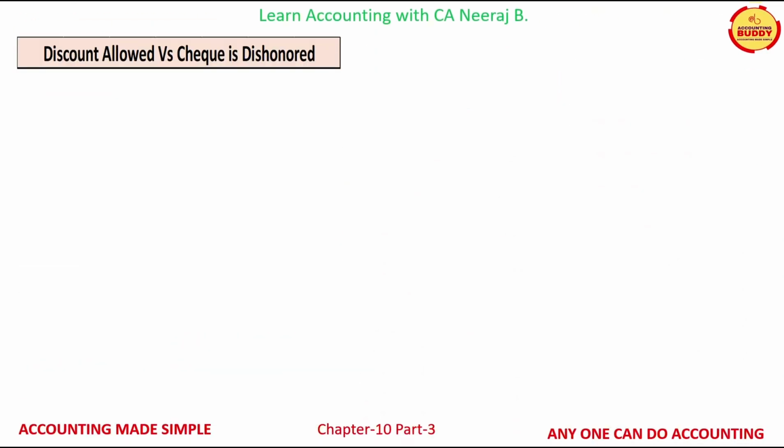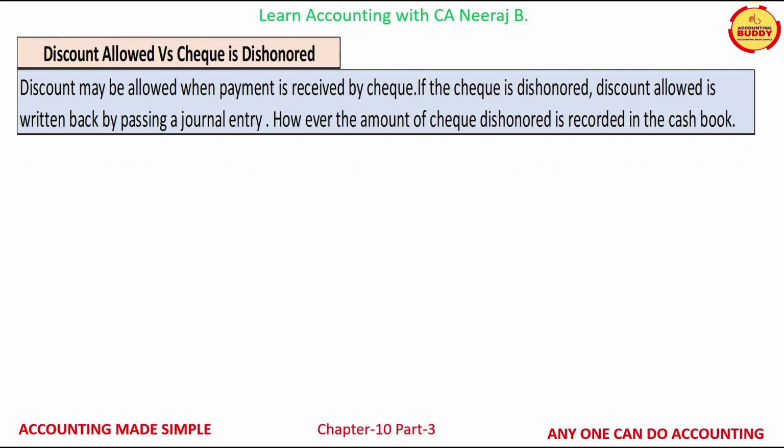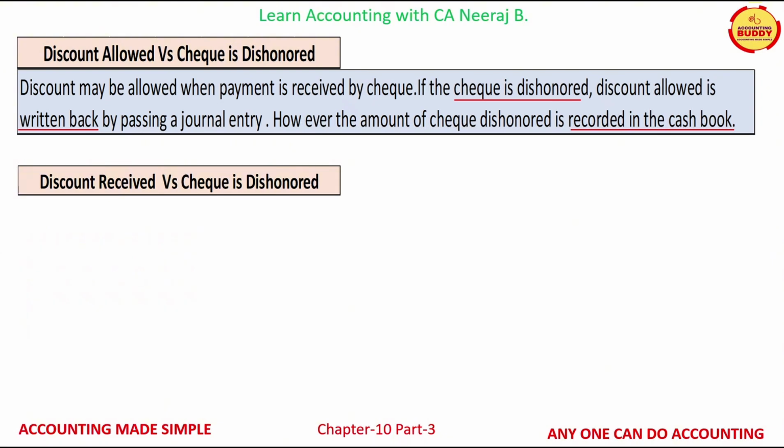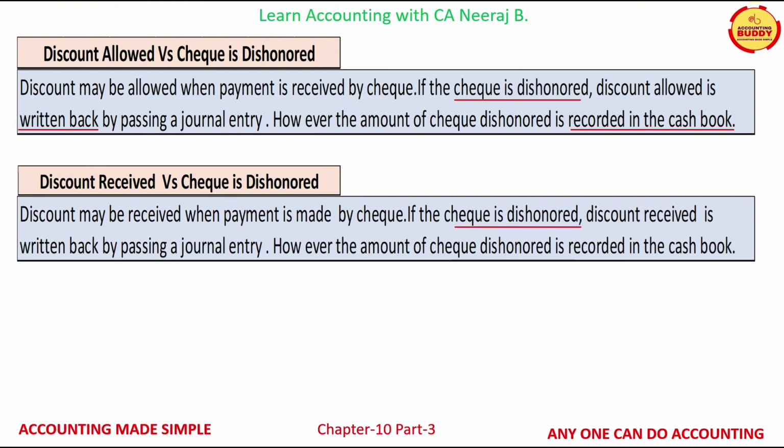Let us understand how the discount allowed at the time of receiving the check is dealt with in case the check is dishonored. In business, often discount may be allowed when the payment is received by check. If the check is dishonored, discount allowed is written back by passing a journal entry. However, the amount of check dishonored is recorded in the bank column of the cash book. Now, in case the discount is received and the check issued is dishonored, discount received is written back by passing the journal entry. However, the amount of check dishonored is recorded in the cash book.